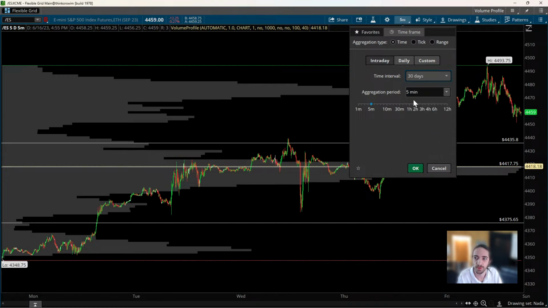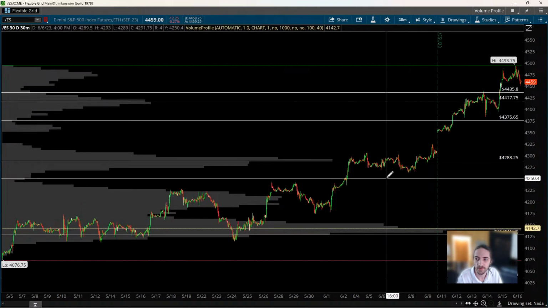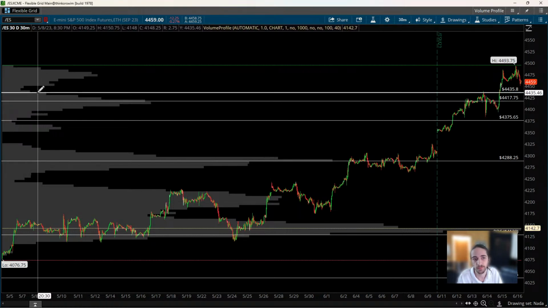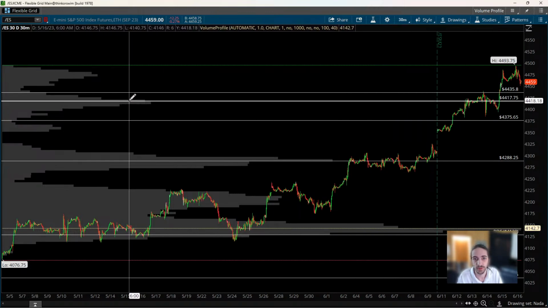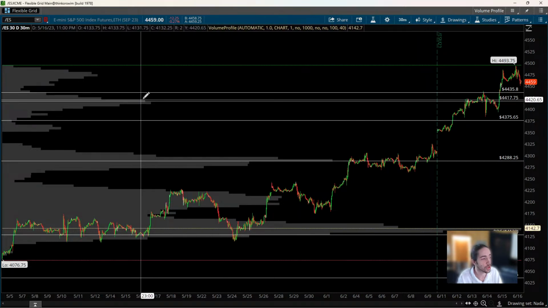I want to set this to a 30 and set this to a 30 as well. That way, here we go. So there's that point of control. It also lines up with the top of this volume node. Here's another point of control with, again, the tip. This is where all that volume was. This is the strongest area of interest.